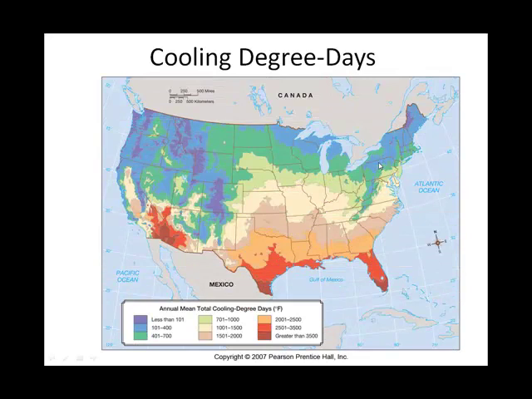Cooling degree days, how much you need to run your air conditioner. So again, color coding. In this case, the dark tan is that they have more than 3,500 cooling degree days. And then over here, the blue, they don't have to run their air conditioner very much. They have less than 101 cooling degree days.